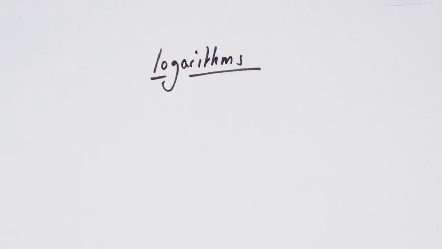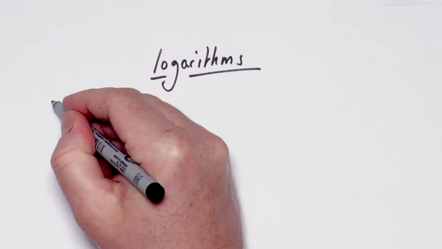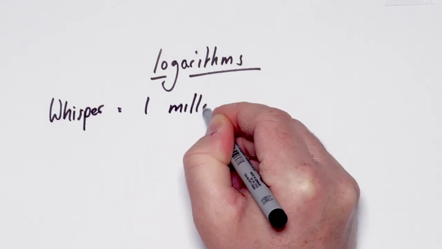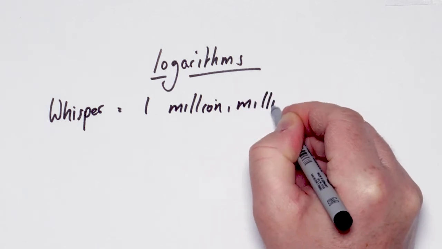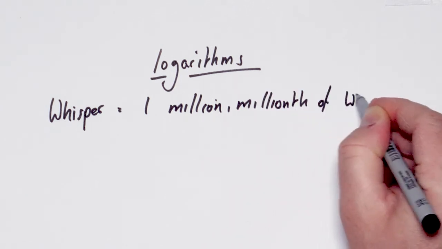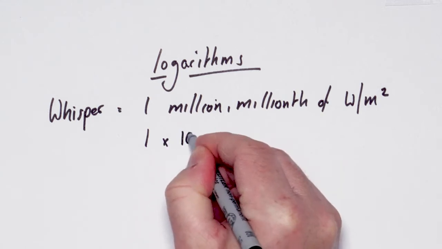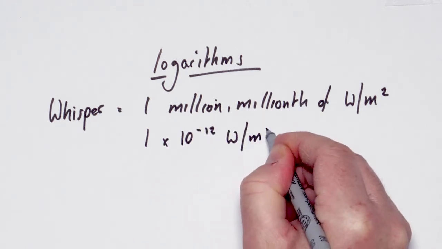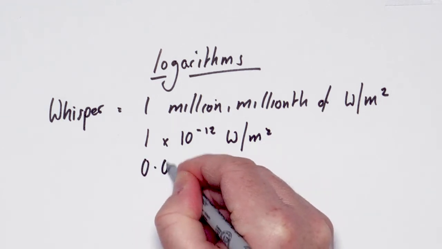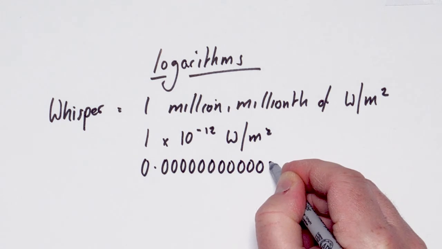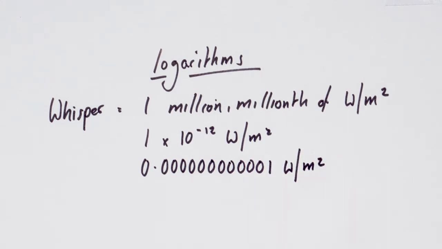When we're working in acoustics, we are dealing with a tremendous range of energies. For instance, the energy produced by a whisper is 1 millionth of a millionth of a watt per meter squared. Now don't worry about what a watt per meter squared is at the moment, just know that we are dealing with a number which is 1 million millionths, which is otherwise 1 times 10 to the minus 12 watts per meter squared, or 0.000000000001 watts per meter squared. So that's a very small number, a whisper, the threshold of hearing.